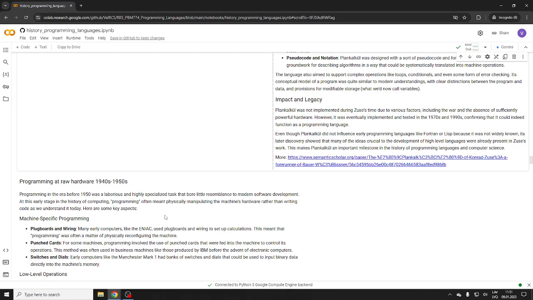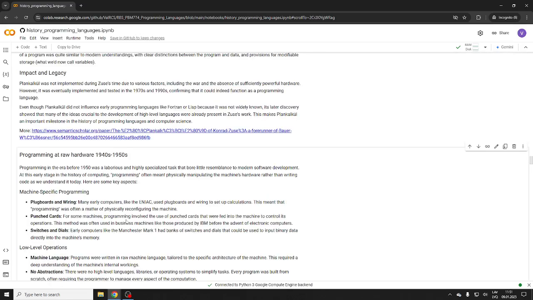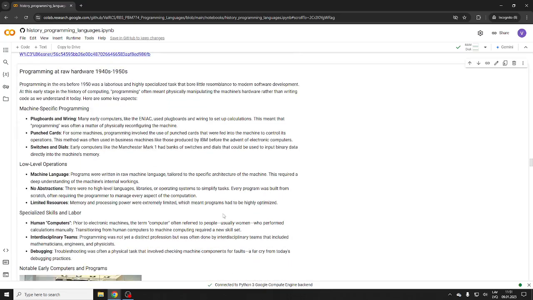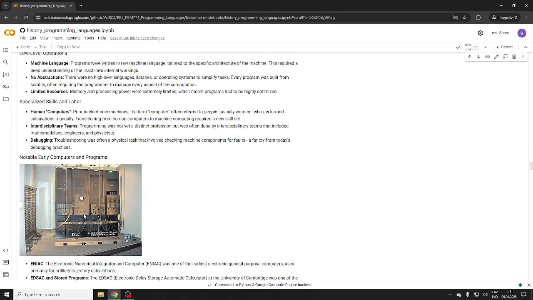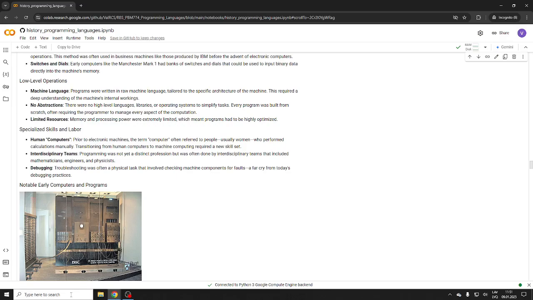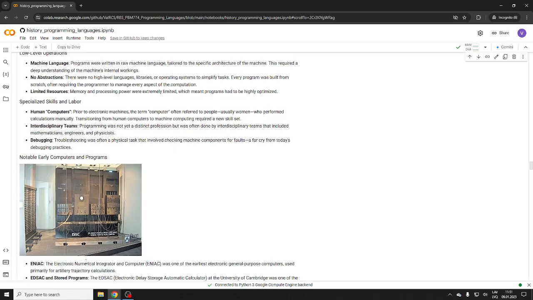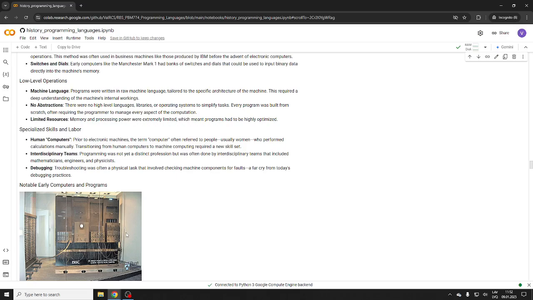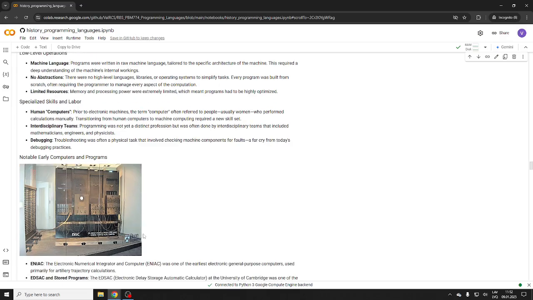Let's see if we get a picture of this. Do I have a picture of it? No, I have the machine. Yeah, you can see it a little bit here. This is ENIAC, the Electronic Numerical Integrator and Computer. Of course, what did they use it for? They used it for military use, artillery trajectory calculations.